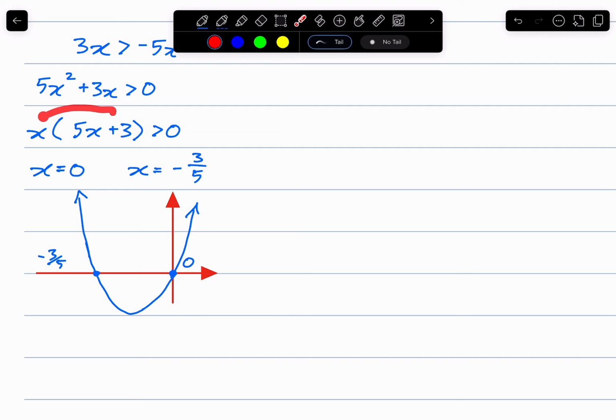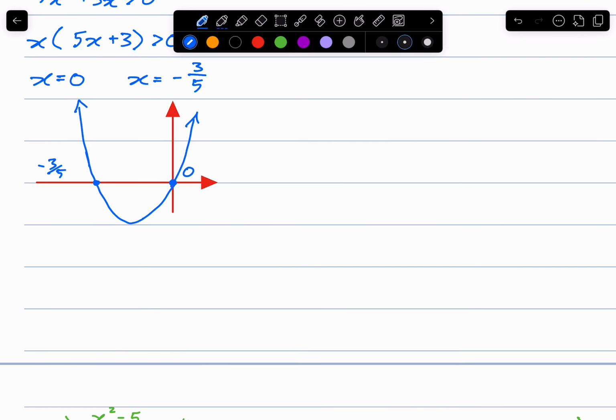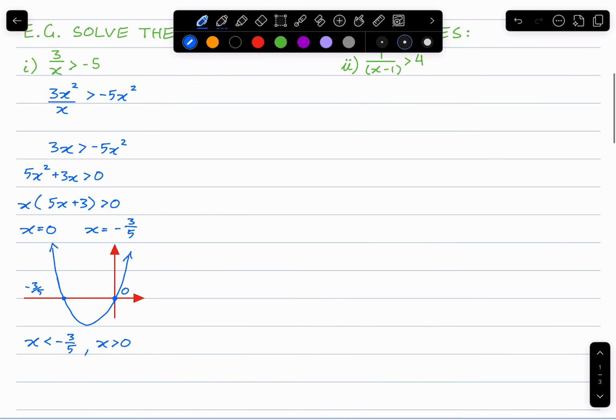And this line is now asking, where is the parabola above 0? Well, you can see here, these portions here, the graph is above a y value of 0. And so it's going to be x is less than negative 3 on 5, comma, x is greater than 0. And that is the solution to this.